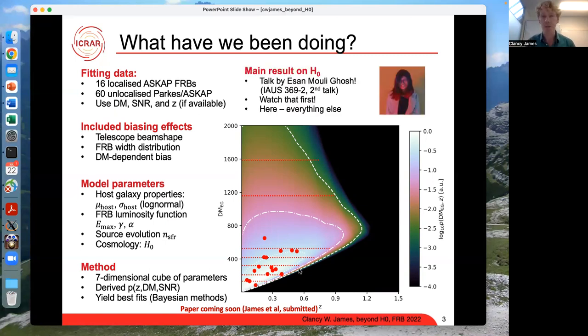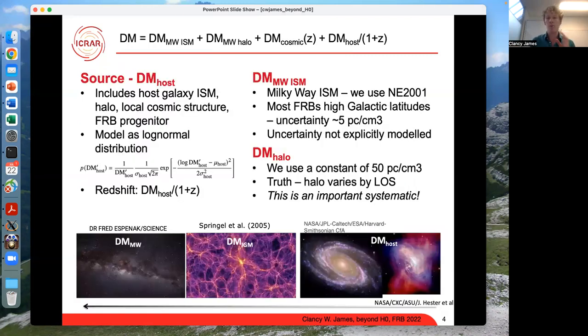Now, the highlight of this fitting procedure is presented by Ilya Mouli Ghosh in this talk, giving a constraint on the Hubble constant. Watch that first. Here, I'm going to talk about everything else. So very briefly, before going into the results, I'm going to show 2 slides on the model. I'm not going to talk about it in detail, except this shows how we divide up our dispersion measure contribution.